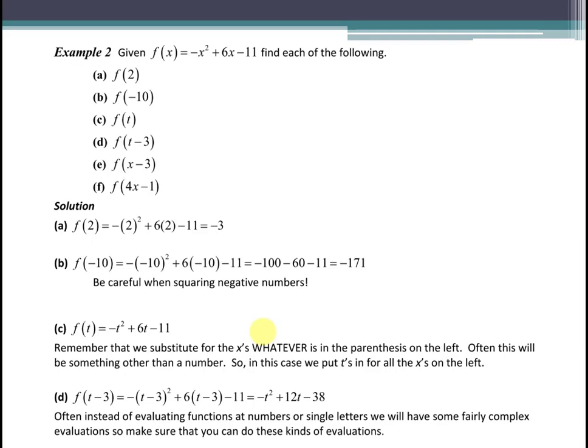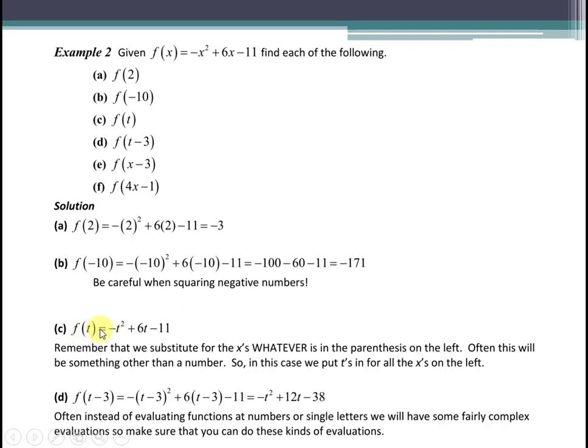Okay, example number 2. Given function f of x, find each of the following. So what does it mean? It means we should put exact values in place of x. a1, f of 2. It means instead of x we should put 2. So the answer is minus 3. b1. So instead of x we should put minus 10. So the answer is minus 171.